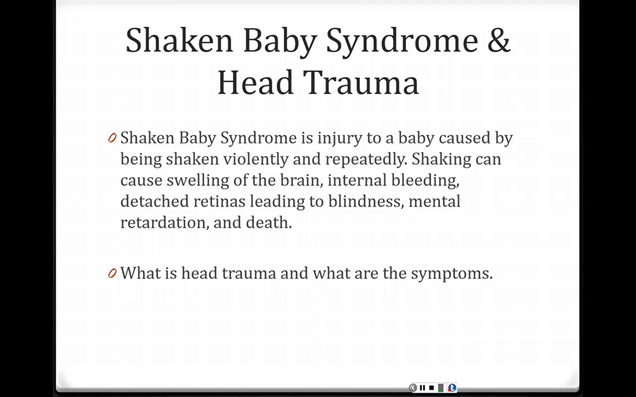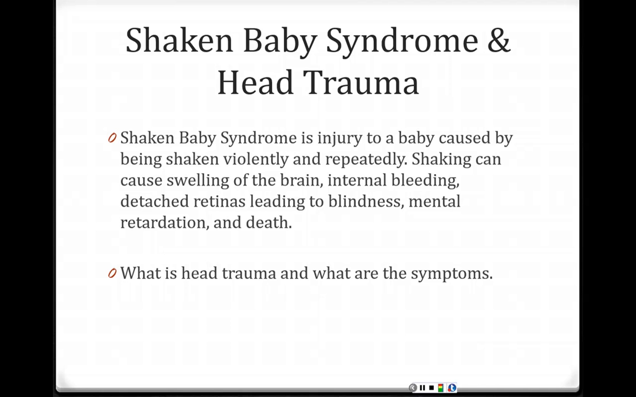Head trauma. What is head trauma and what are the symptoms? Head trauma is defined as an event where the head suddenly and violently hits an object. For example, if a child falls and hits their head on the floor, or when an object pierces the skull and enters the brain tissue. Head trauma is very common in young children, the kind where they hit their head, obviously not the kind where an object pierces the skull.